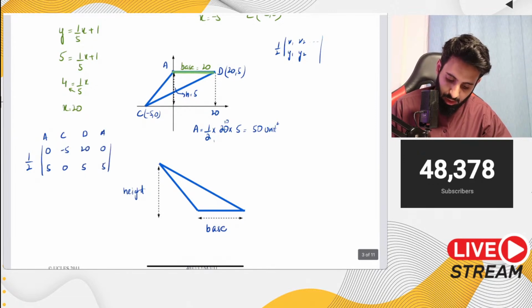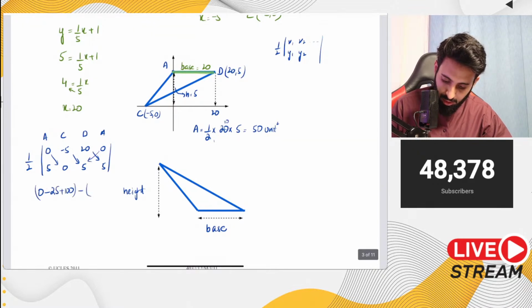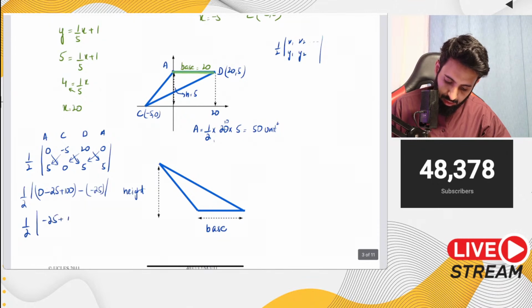Okay, then multiply. So here's what you get. You get 0 minus 25 plus 100. Okay, and then minus 0, 0, and 25 again. Minus. Alright, and then don't forget that you have a half outside. So half into, now you have minus 25 plus 100 plus 25.